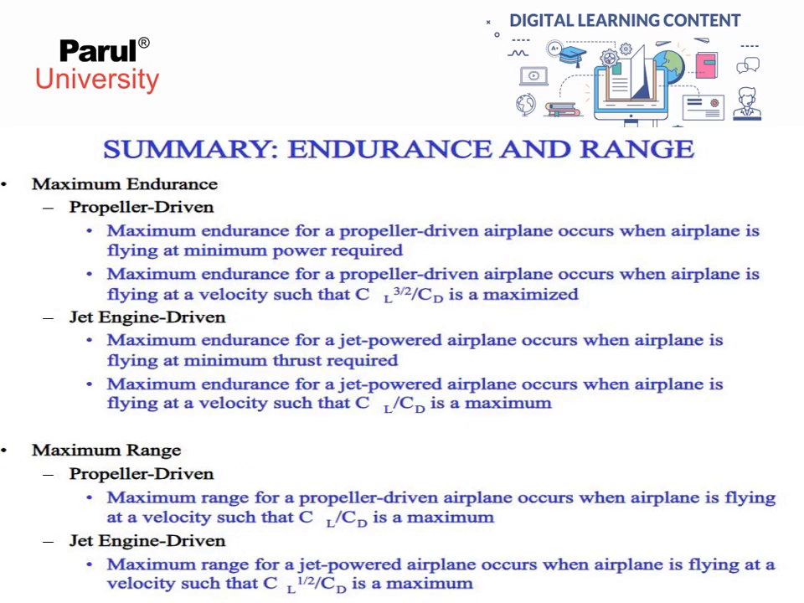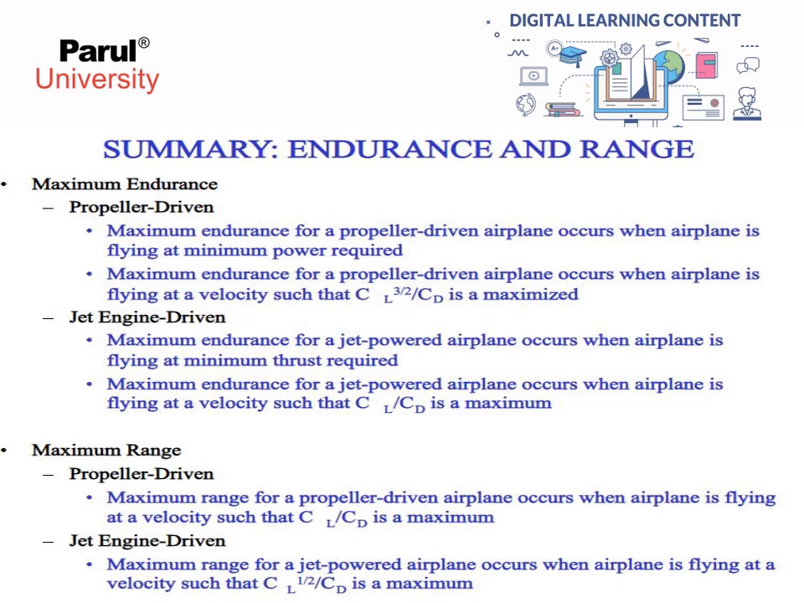Then what is the summary of the endurance and range? The maximum endurance for propeller driven aeroplanes occurs when the aeroplane is flying at minimum power conditions. For maximum endurance for a propeller driven aeroplane, the aeroplane is flying at a velocity such that CL to the power 3/2 upon CD is maximum, because this is the condition for the minimum power required.